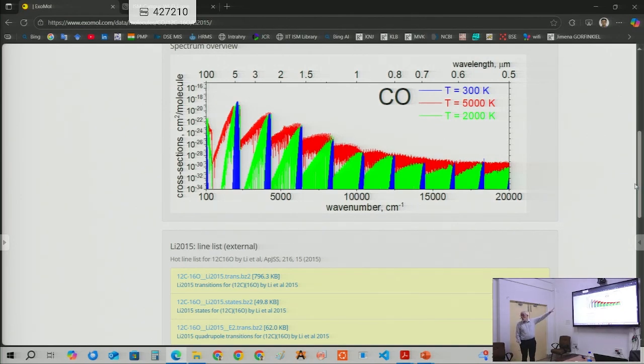So we did CO up to probably more than 5,000 Kelvin because it's important. Well, we didn't do it, we took it. And again, we have transitions and states. We have normal dipole transitions, E1 is dipole, E2 is electric, and then the order of the moment. So dipole is first order, quadrupole is second order. We have a quadrupole transition line list as well, so we have both a dipole and a quadrupole transition list.